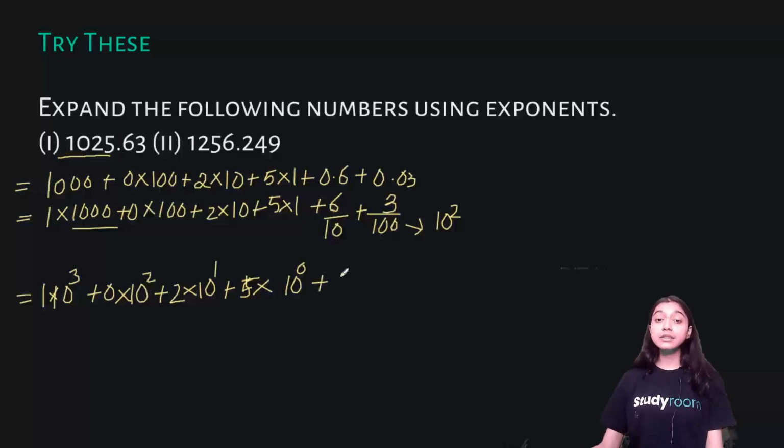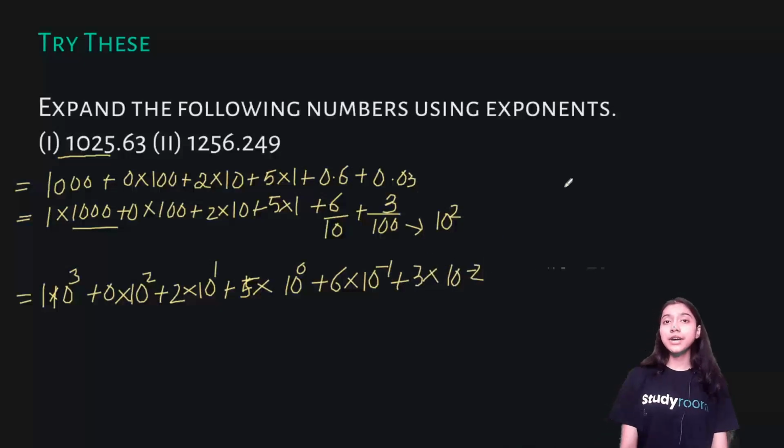So this means 6 multiplied with, we'll take this 10 on the numerator side. So this will be 6 multiplied with 10 to the power minus 1 plus 3 divided by 10 square. So this 10 square will be taken in the numerator and it will be 3 multiplied with 10 to the power minus 2. So this is our final representation in exponent form.